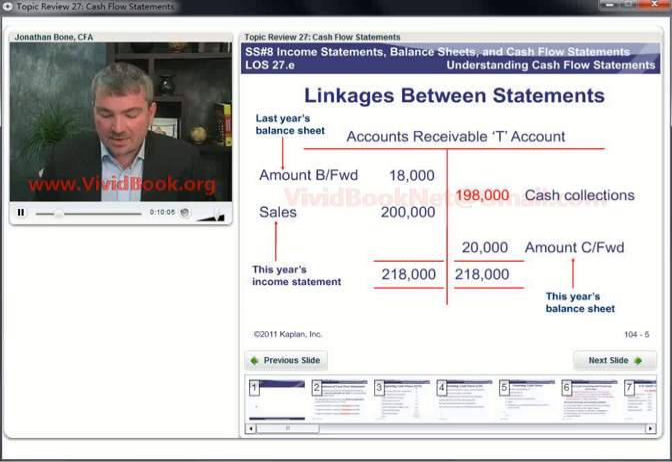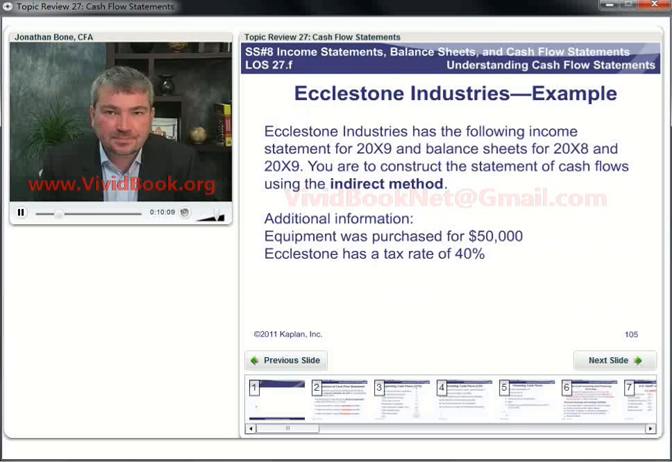Now our next LOS asks us to describe the steps in the indirect method. And we're going to actually describe and demonstrate these steps to you by working a large example for you. Now what we've got here is an income statement for the current year, X9, and we've got balance sheets for X8 and X9, and we're going to compute cash flow from operations and the entire cash flow statement using the indirect method. Notice we've got some additional information here. We purchased equipment for 50,000 and our tax rate was 40%.